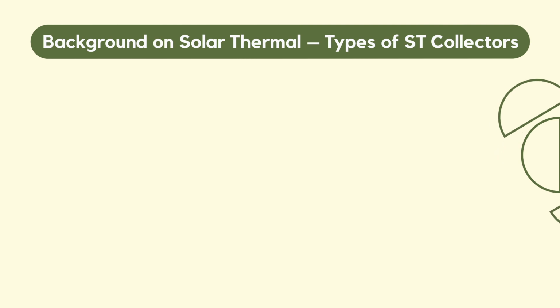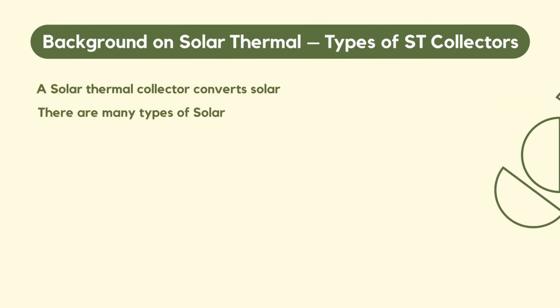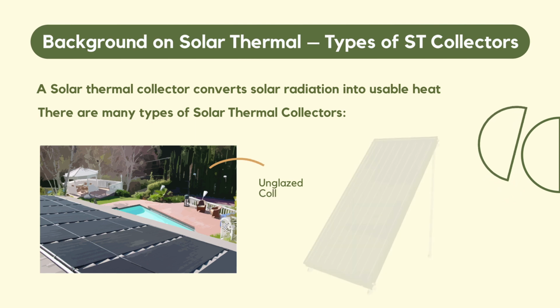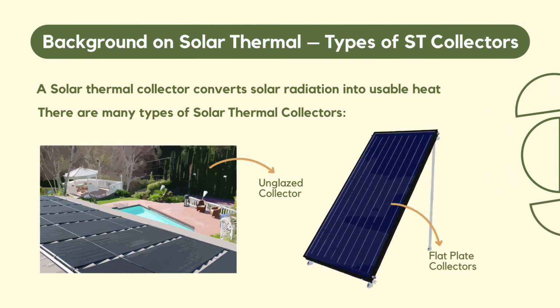Types of solar thermal collectors. A solar thermal collector converts solar radiation into usable heat. There are different types of solar thermal collectors. We can have unglazed collectors for low temperature applications like swimming pools, with no glass. We can have flat plate collectors for medium range temperatures up to 160 degrees, suitable for domestic hot water production, with a glass cover.